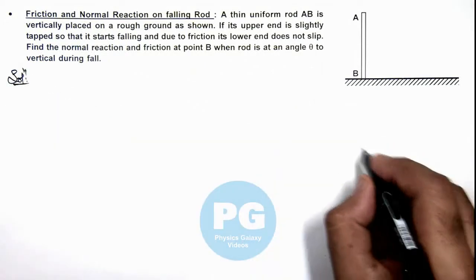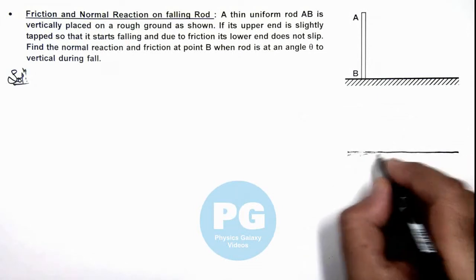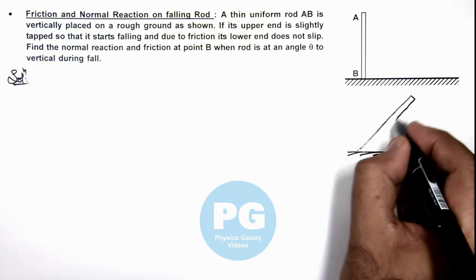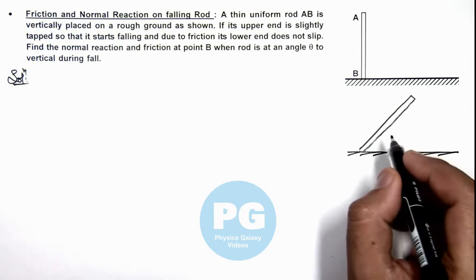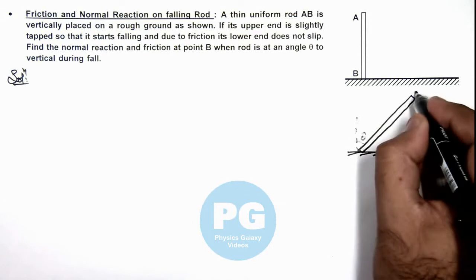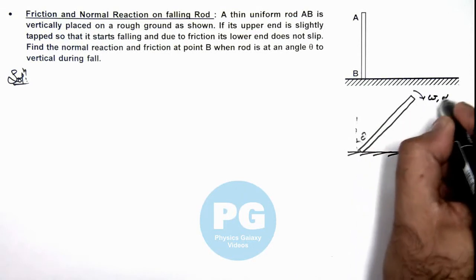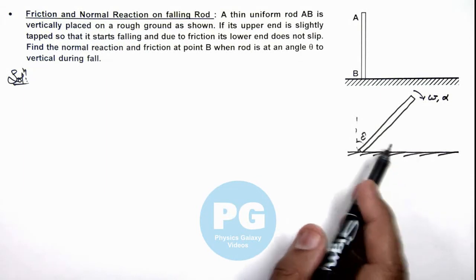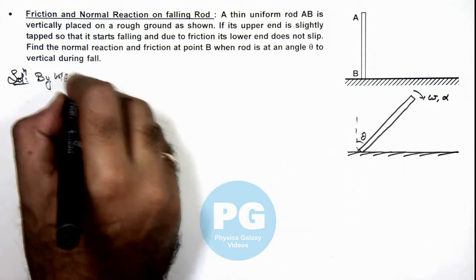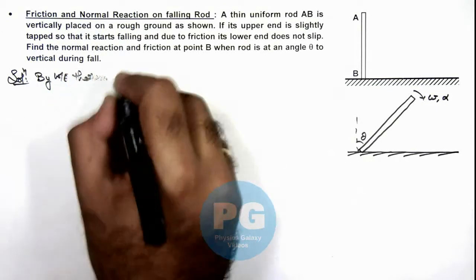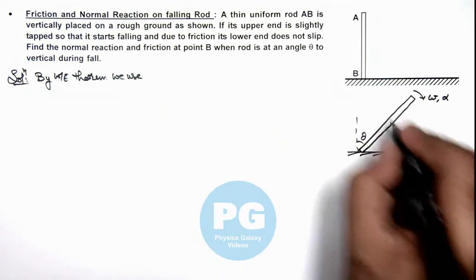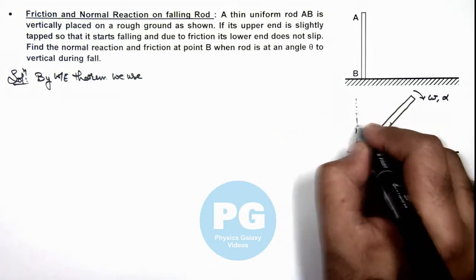Here you can see when the rod would be falling, and due to the work done by gravity, it will attain an angular speed which can be calculated by using the work energy theorem. So if it is at an angle theta from the vertical, we can say its angular velocity is omega and angular acceleration is alpha, which we can simply calculate. We can write by the work energy theorem, we use its center of mass has fallen by a distance L by 2 (1 minus cos theta).